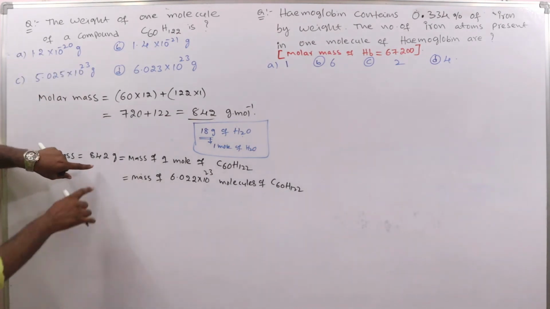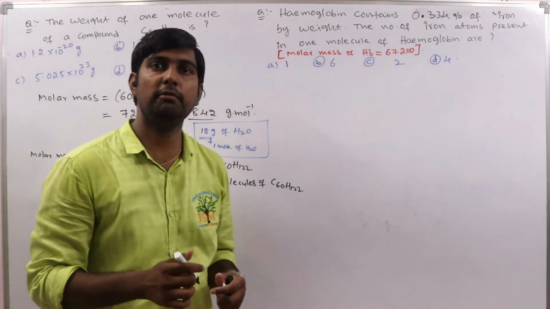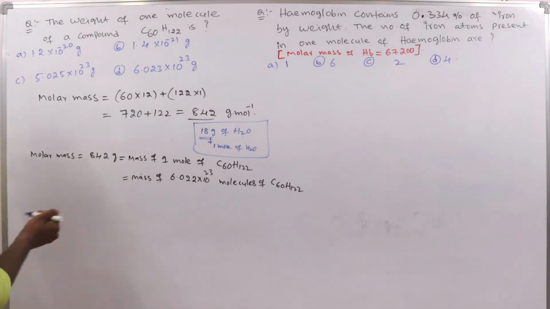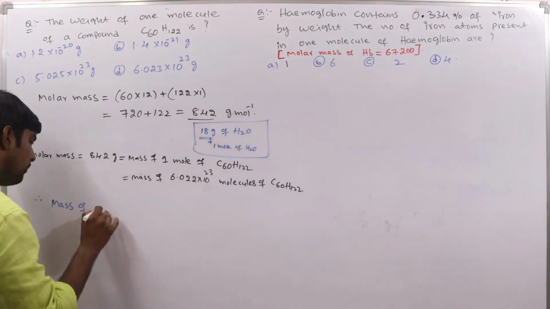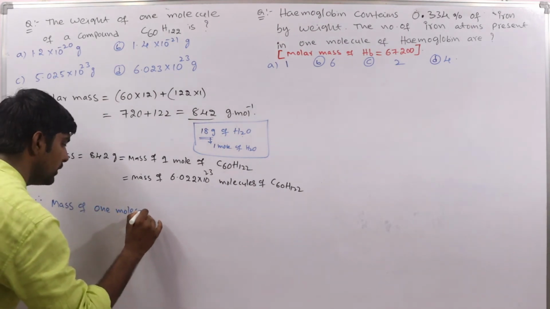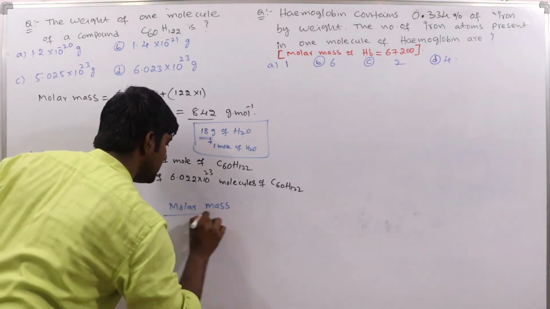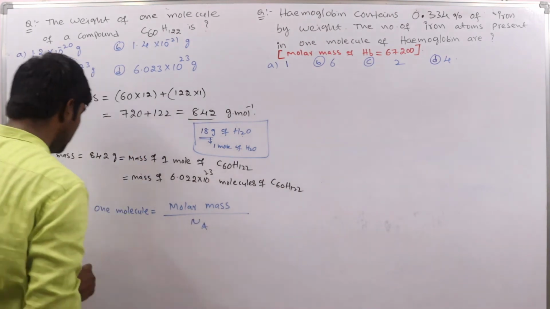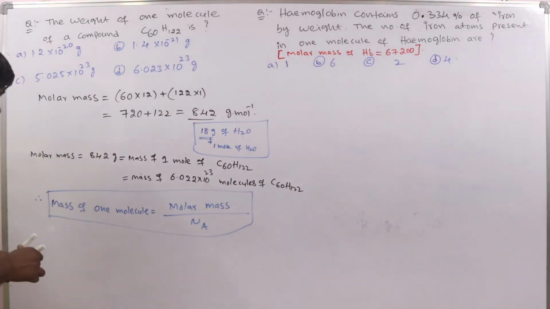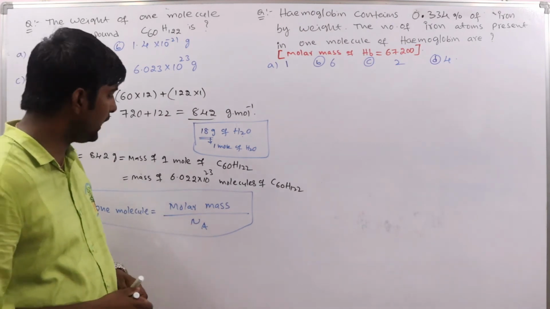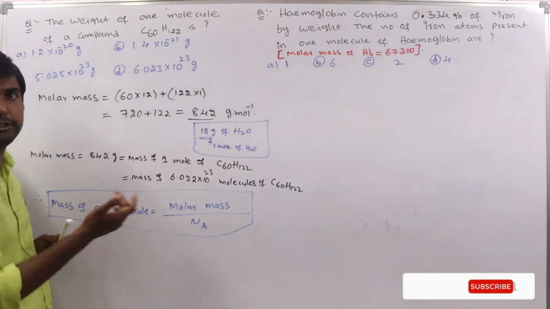So this is the weight of these many molecules, not the weight of a single molecule. Then how can we get the weight of a single molecule? Therefore we have a general formula: mass of one molecule is equal to molar mass or molecular weight divided by Avogadro's number. Clear? This is the formula we use. Mass of one molecule: its molar mass is divided by Avogadro number, then we get the mass of a single molecule.